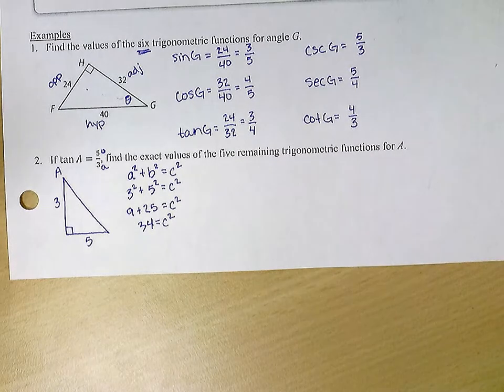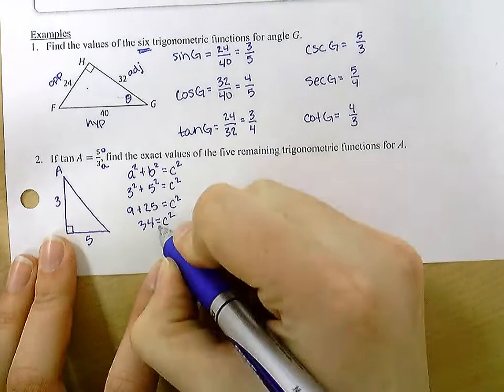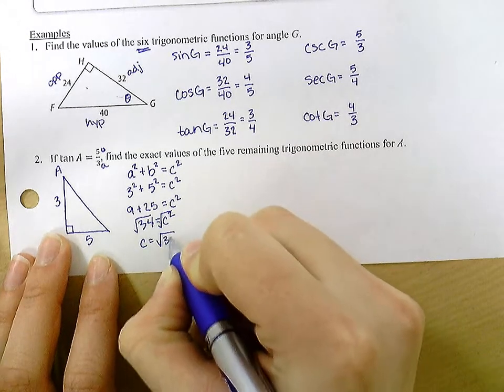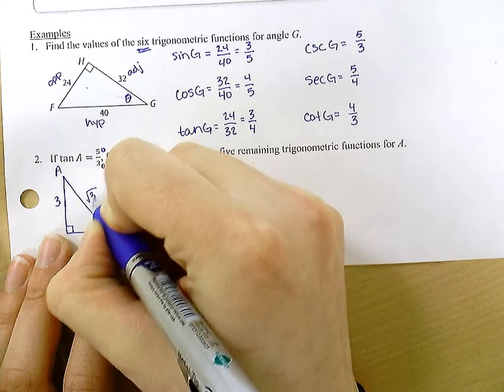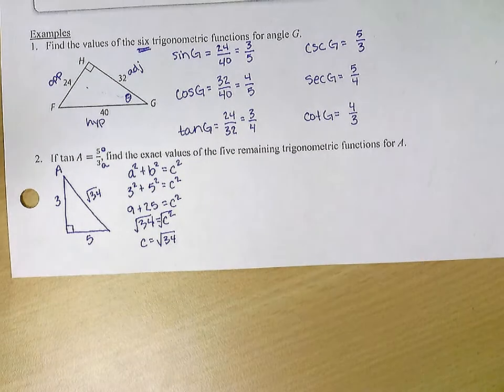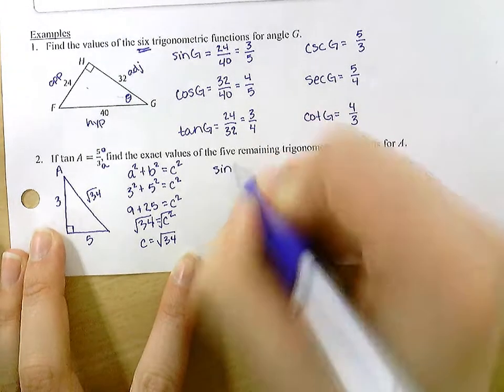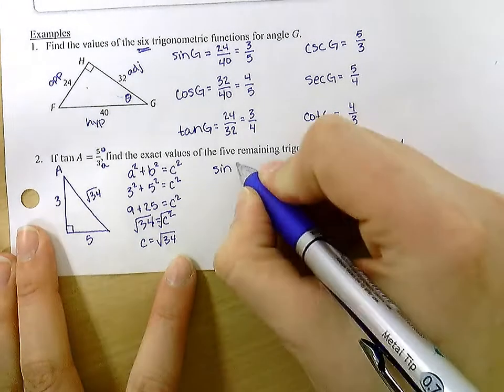Now when I have c squared is equal to a number, you need to take the square root of both sides. So c will be equal to the square root of 34. And you're going to leave it like that because it's looking for the exact values. So now I can go through and find sine, cosine, cosecant, secant, and cotangent, since I'm already given tangent. So we have sine of angle A.